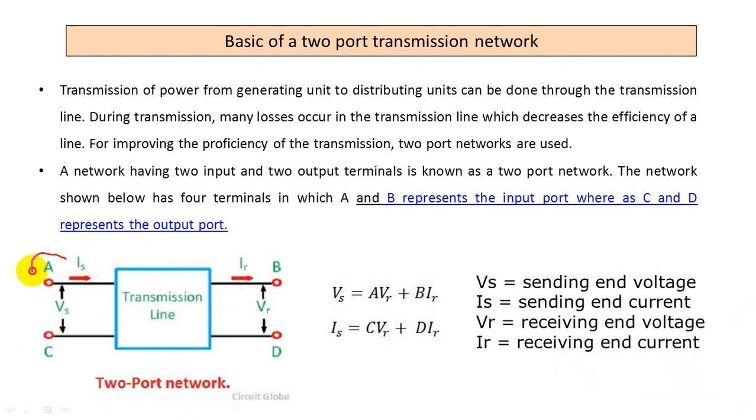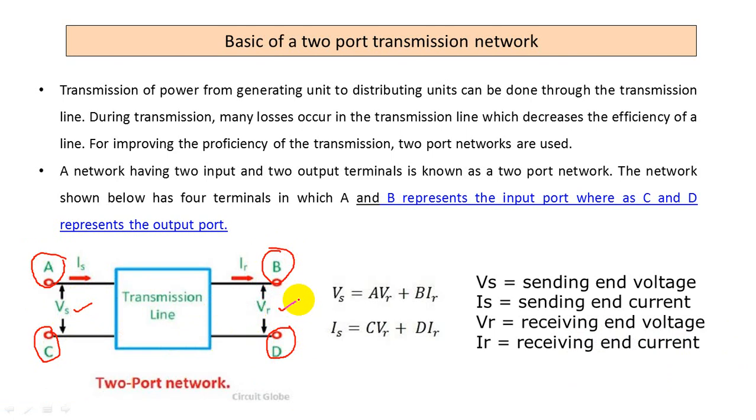You have two terminals, what you call A and C. These are the sending end terminals, and similarly you have two terminals B and D. These are the receiving end terminals. The potential across the input side I term as Vs, and the potential across the receiving side I call VR.